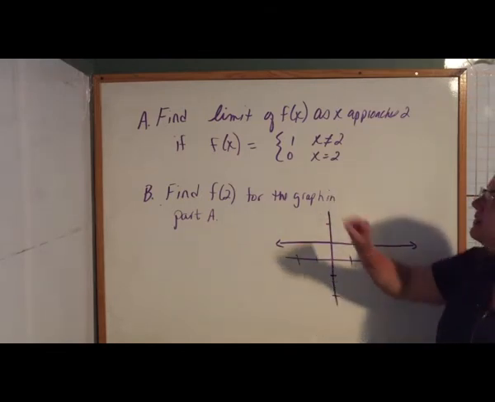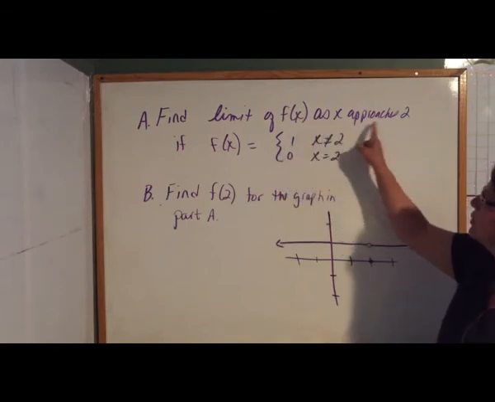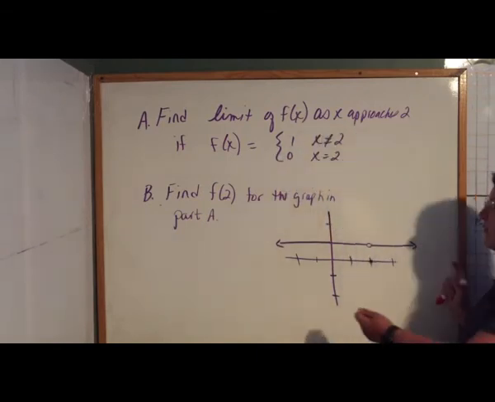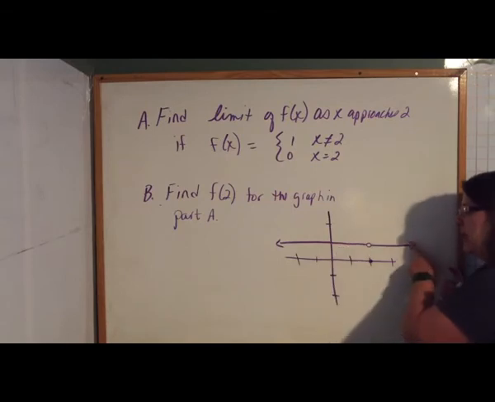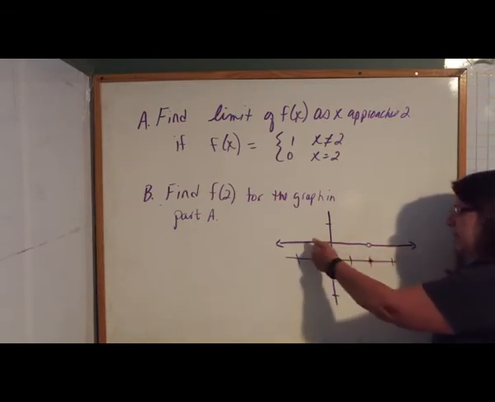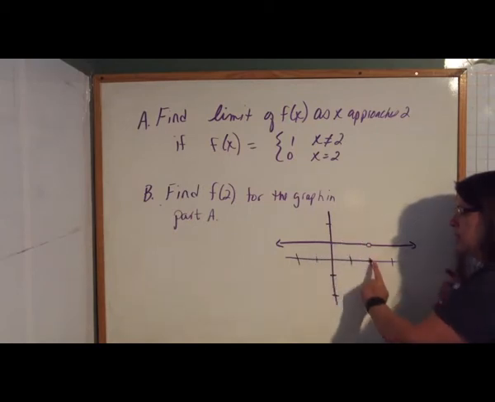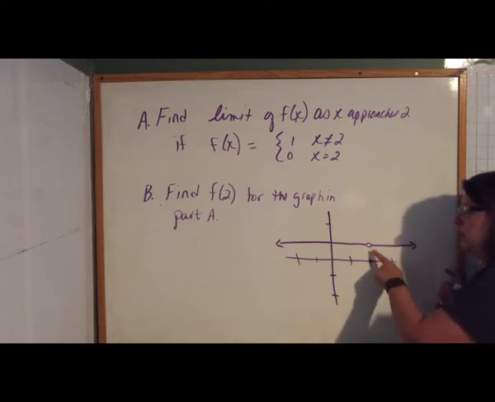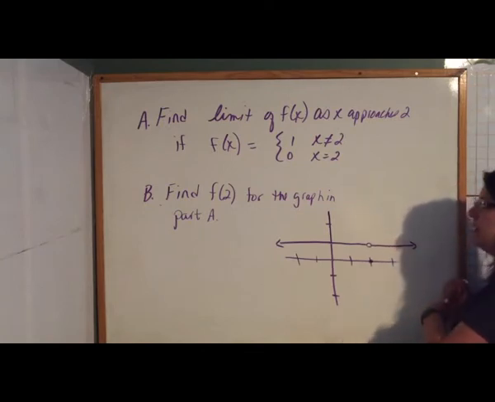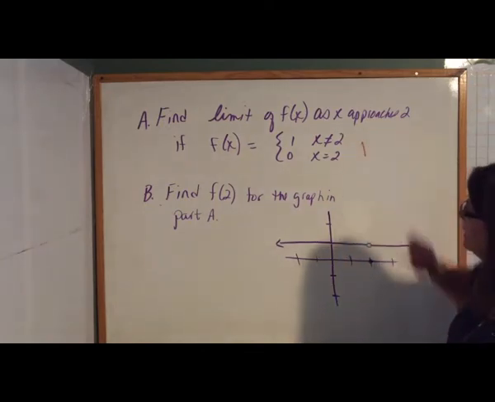And if it says to find the limit of f of x as x approaches 2, well, we're looking from the left and the right as the x value approaches 2. Well, from the left, looks like the y value is approaching 1. And from the right, it looks like the y value is approaching 1 as well. So the limit there is going to be 1.